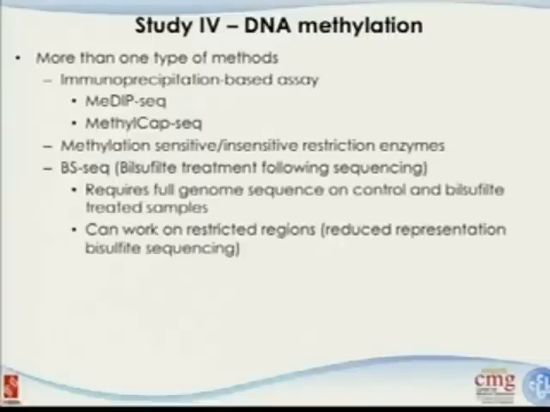And the most popular method is called bisulfite sequencing. The nice thing about bisulfite sequencing is it gives you one base pair resolution in terms of where the methylation occurred. But the problem is it requires full genome sequencing for the control and the bisulfite-treated samples, so a lot of resources are required. Sometimes it can work on restricted regions, which reduces the representation of bisulfite sequencing.